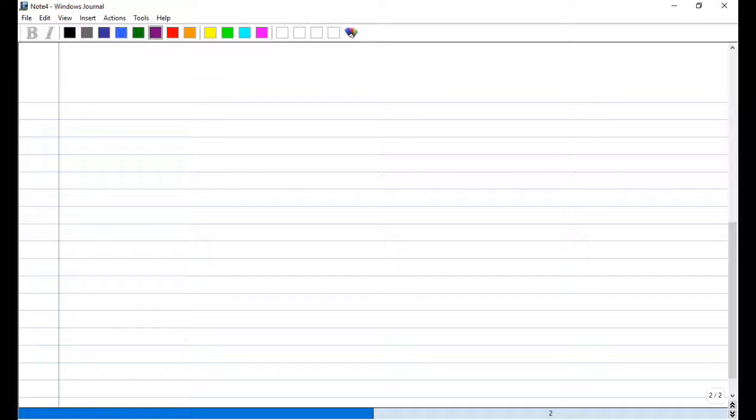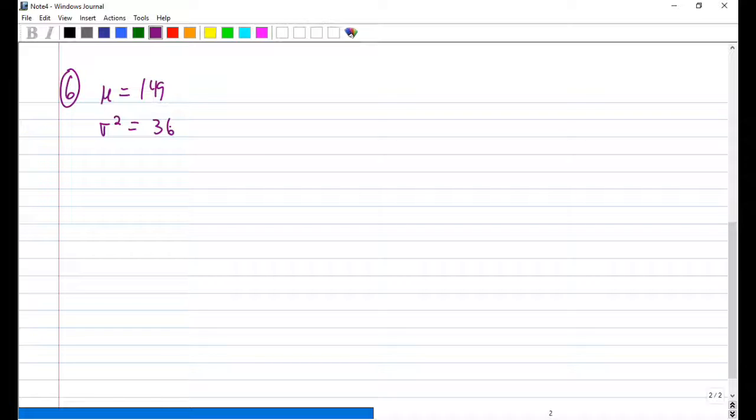So first, you want to write down all of the given information. We were told that the mean was 149. We were also told that the variance was equal to 36. And we want to know the probability that if you randomly select a bearing, its diameter is going to be greater than, that's important, 141.